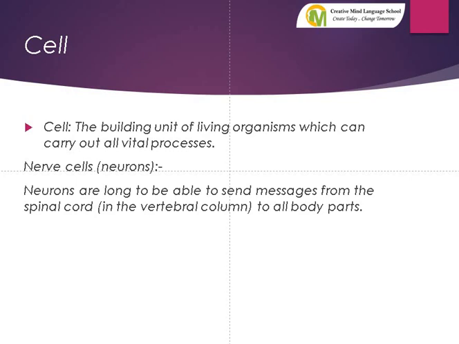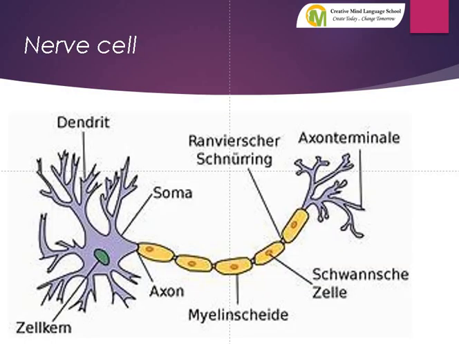There are a lot of types of cells. For example, we have the nerve cells, called neurons. Neurons are long to be able to send messages from the spinal cord and the vertebral column to all body parts. Okay? Nerve cells, as we see, have dendrites and axon terminals, and the axon has a myelin sheath, and the nucleus and the cell body. This is the shape of the nerve cell.